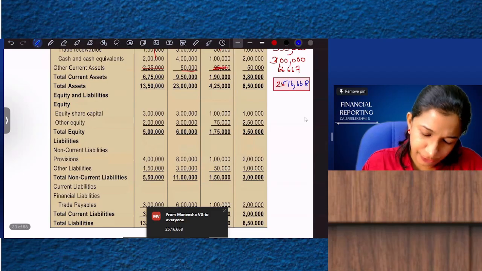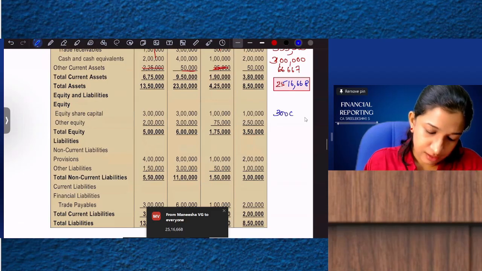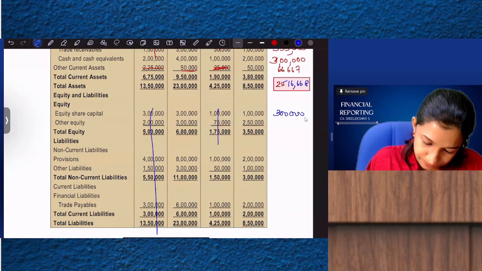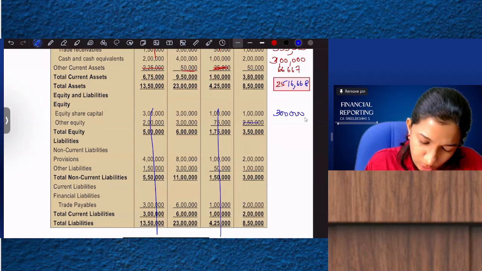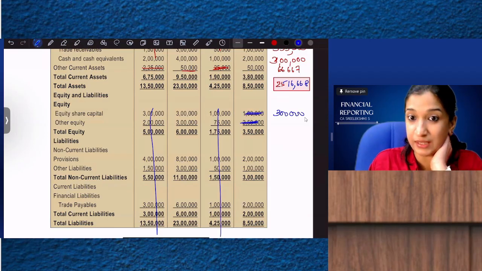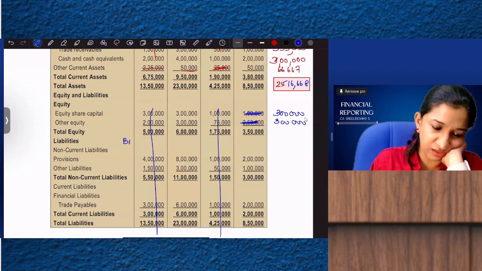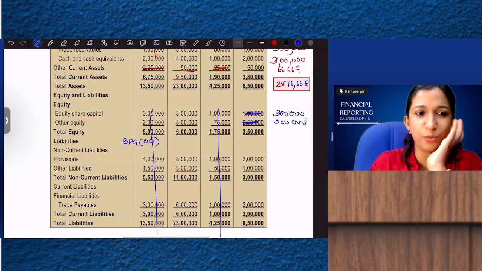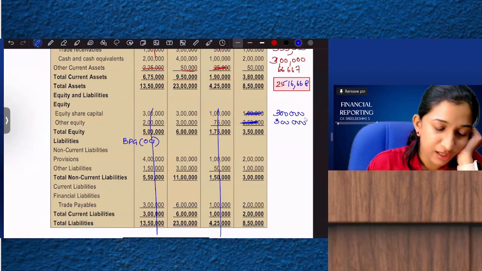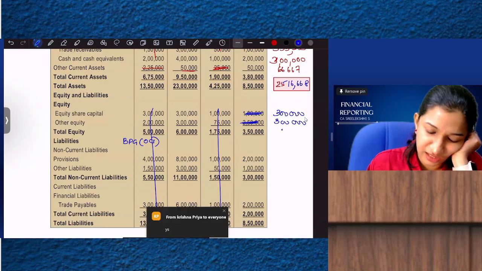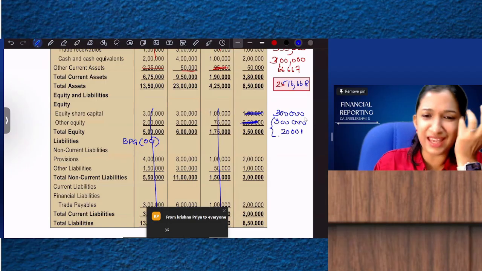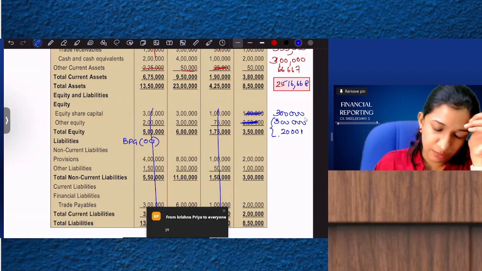Share capital 3 lakhs. We will never take over the other equity of the share capital at the time of business combination. So it is again 3 lakhs. But don't forget to present what? Bargain purchase gain in OCI to be added. Yes or no? Bargain purchase gain in OCI is to be taken. That is 20,001. The NCI, there is no NCI here.